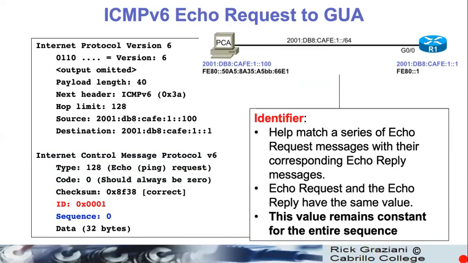Now, something you will see in the ICMPv6 message is an ID and sequence number. The identifier just helps to match a series of echo request messages to their corresponding echo replies, but it matches an entire series. So this ID value will remain constant for the entire sequence of echo requests and echo replies.